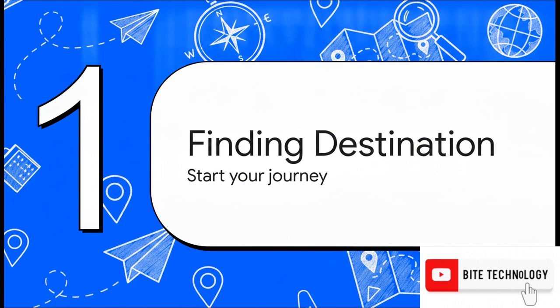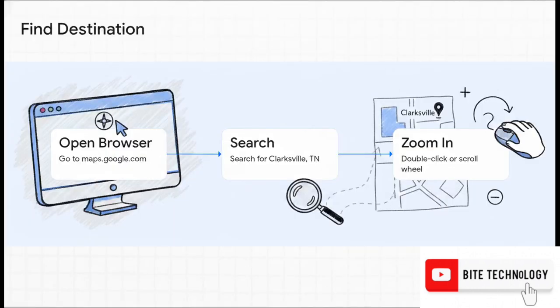Section 1. Finding your destination. All right, let's dive right in. To kick off this virtual road trip, the very first thing you need to do is open your browser and head over to maps.google.com. Once you're there, you'll spot a search bar up in the upper left corner. Think of this as your command center. For our trip, we're just typing in Clarksville, TN. Instantly, the map whisks you away and centers right on Clarksville.